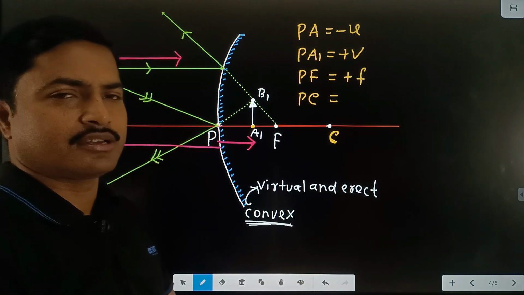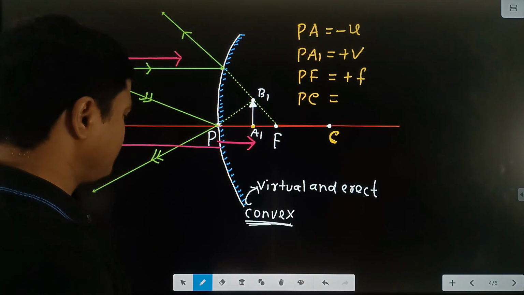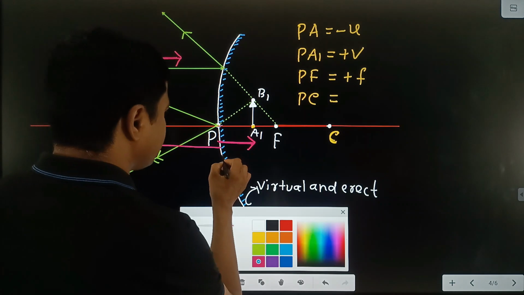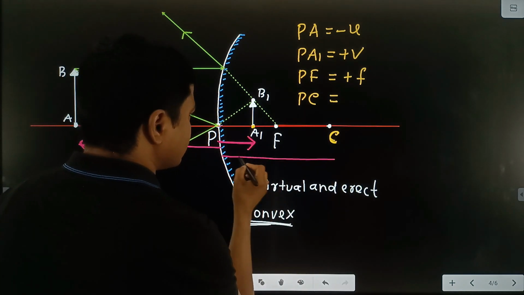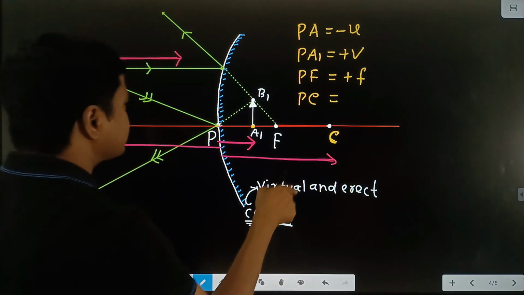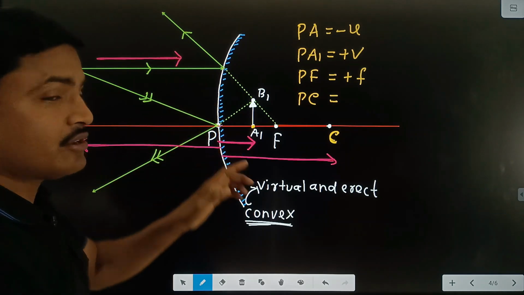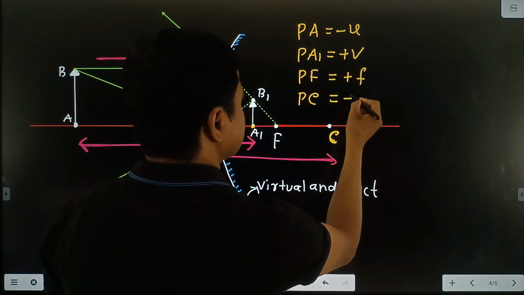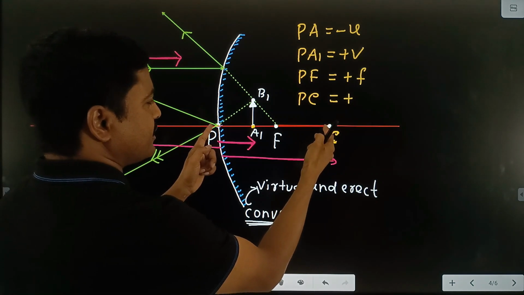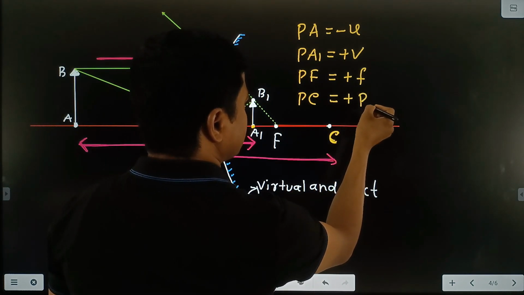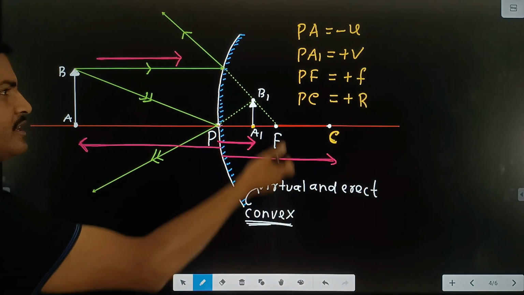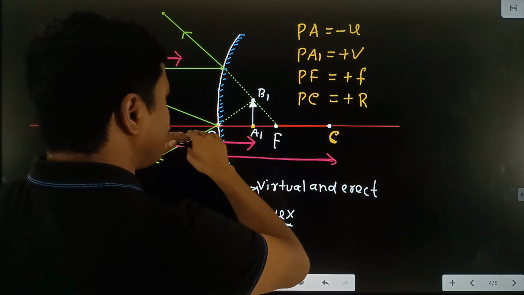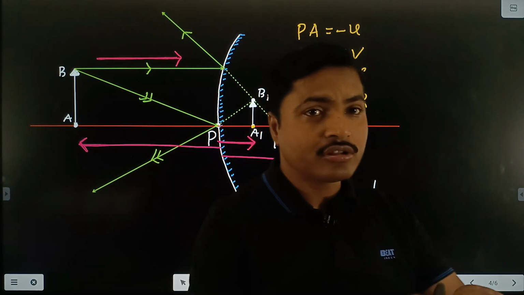P to C means the radius of curvature, and here we always measure starting from P to C. That means the same direction as the direction of the incident ray, not the opposite direction, and that is also positive. We write plus, and this distance is the radius. For radius of curvature we write R, and these are the measurements on the x-axis, or on the principal axis. Clear?